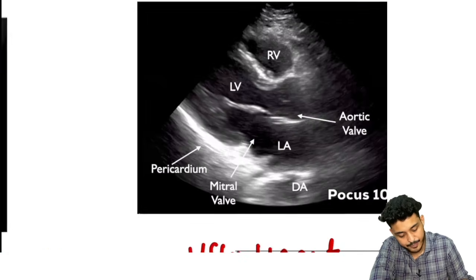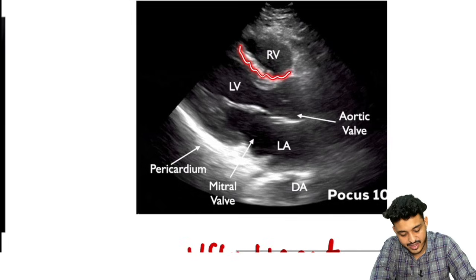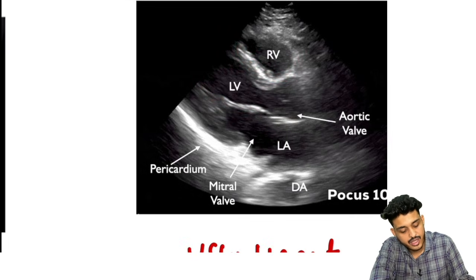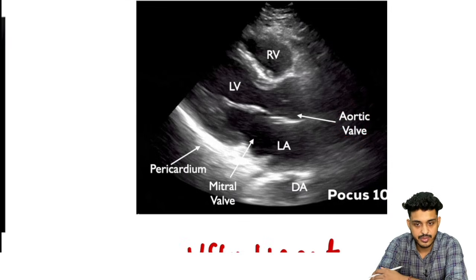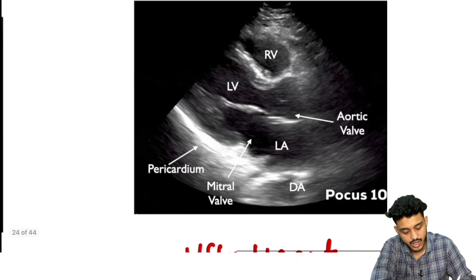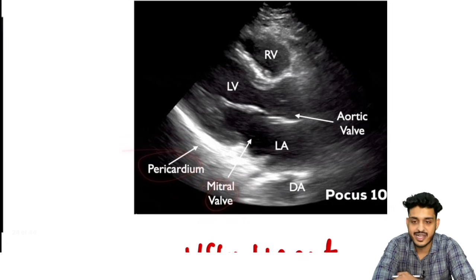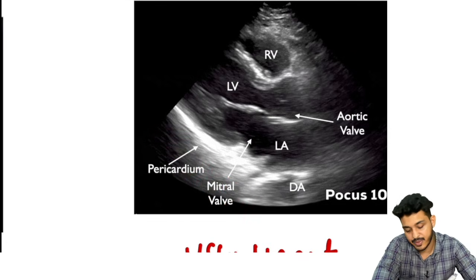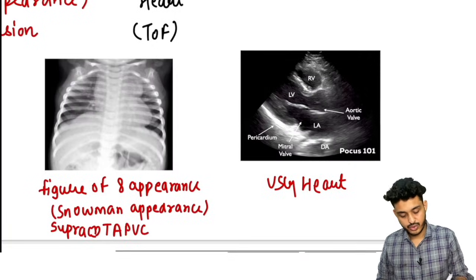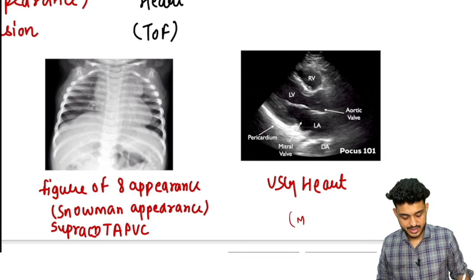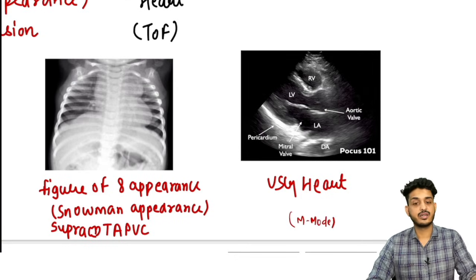So in this USG of the heart, you have the right ventricle and the left ventricle. Here you will have the left atrium, and you will have certain valves, right? You will have these valves. These are going to be your aortic valve and mitral valve, and you have this pericardium, right? This fluid will appear black, and what you are going to do in the ultrasound is take it in M mode, and we can identify this USG of heart.